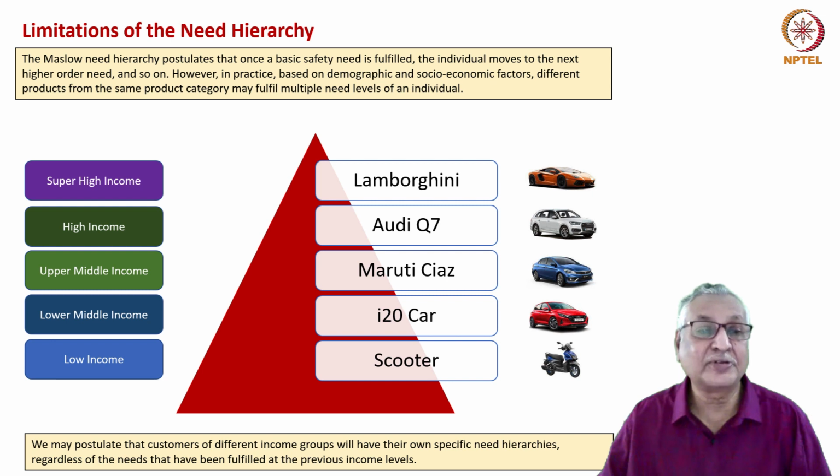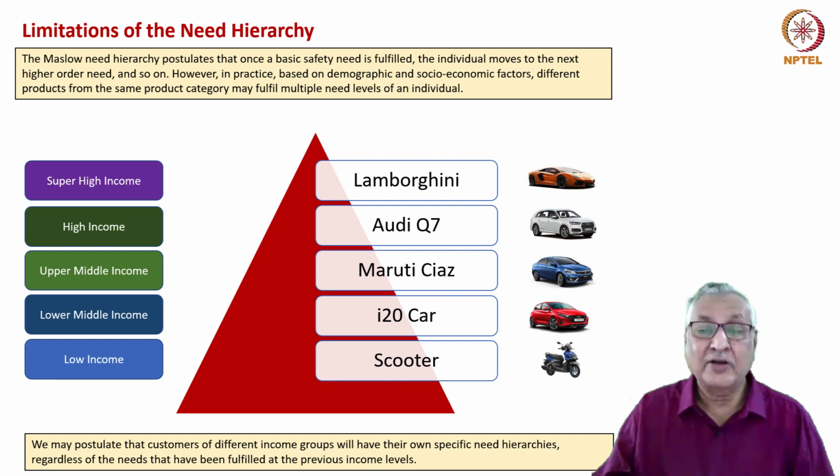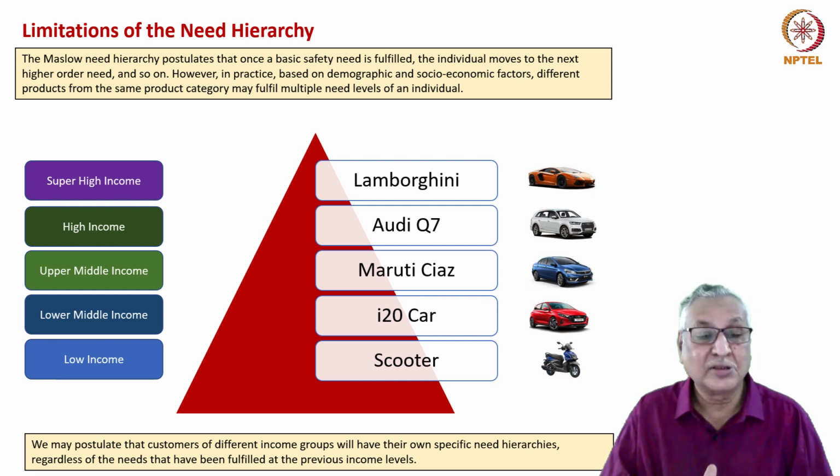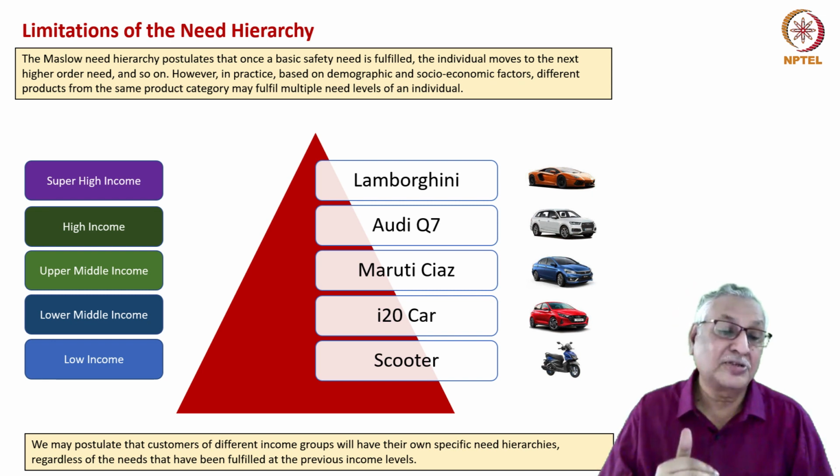Let's take some examples. We have here the pyramid of needs. At the bottom, we have scooter or a motorcycle, and it caters to the relatively low income strata of the society. Next, you have an I-20 car, and it caters to the lower middle income category of consumers.